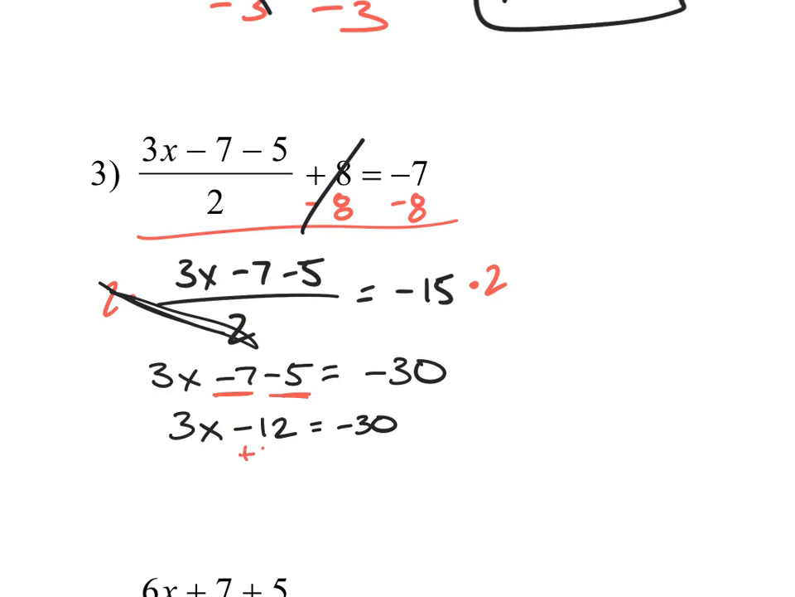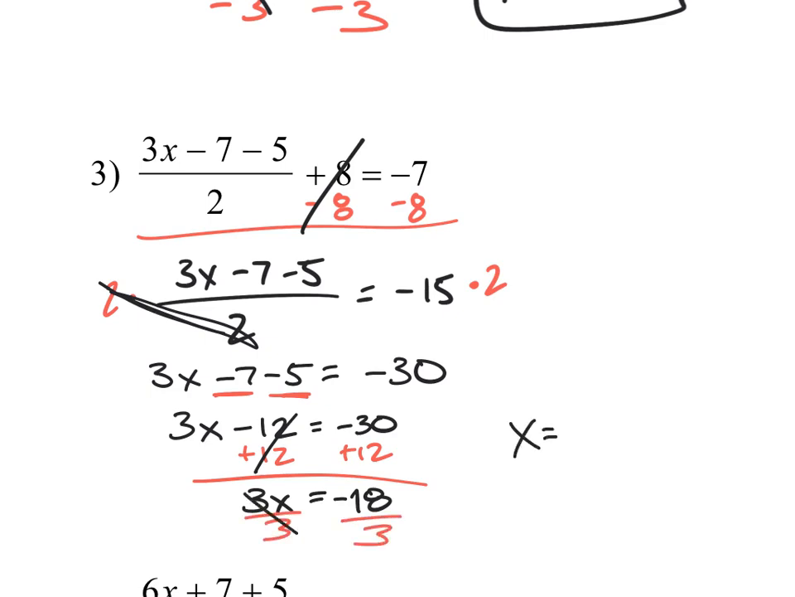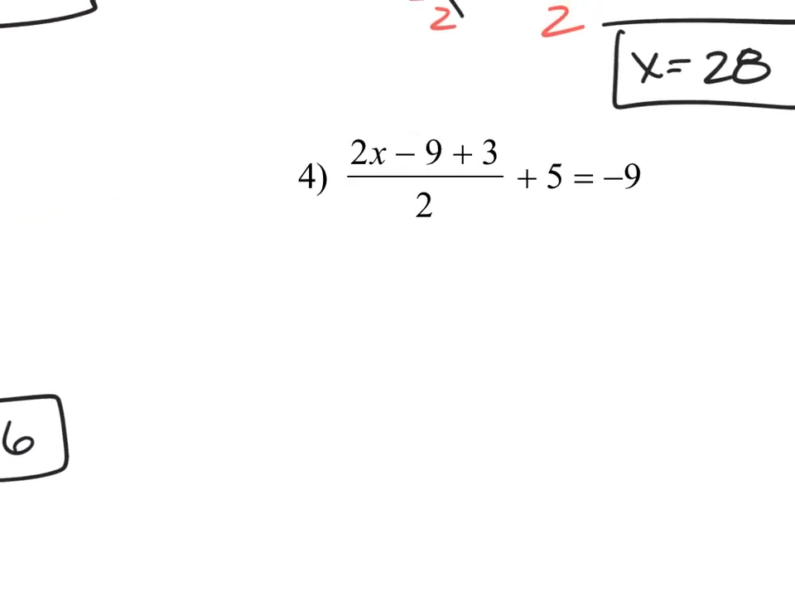Now we can work it out. Add 12 to both sides because we have to undo subtracting 12. And we get 3x is equal to, it should be negative 18. Divide both sides by 3. And we end up getting x is equal to negative 6. How do you feel about that? It's not too hard. You just got to recognize, even though there's a fraction there, before you can undo the fraction, you need to get it by itself. Okay?